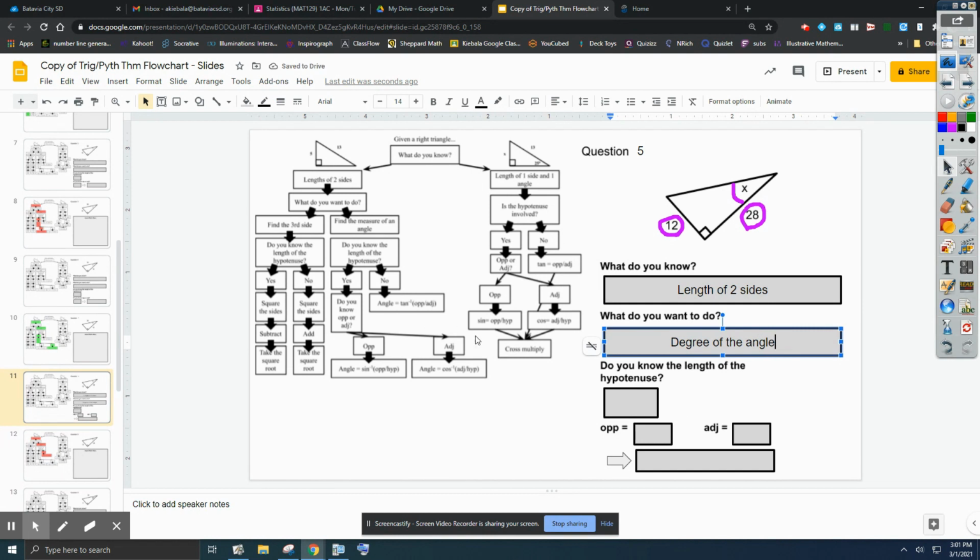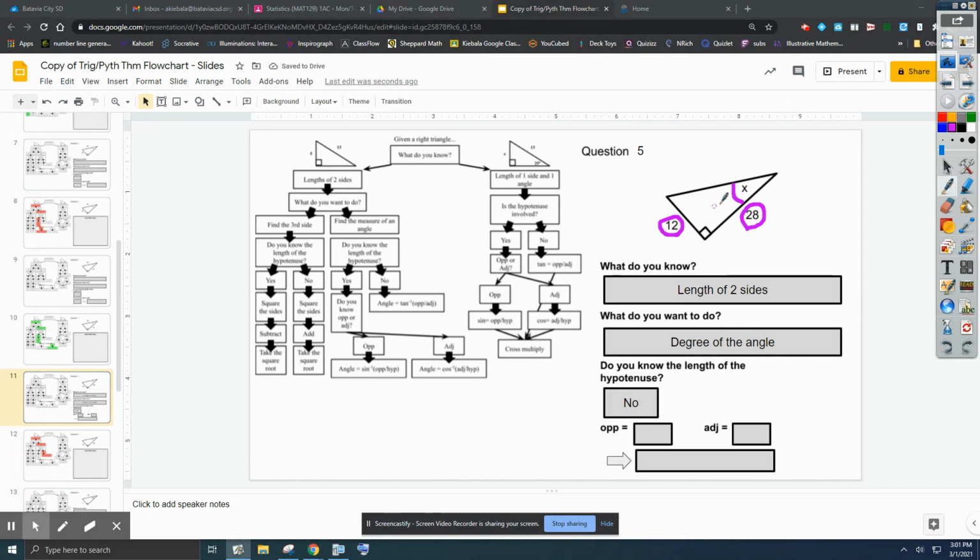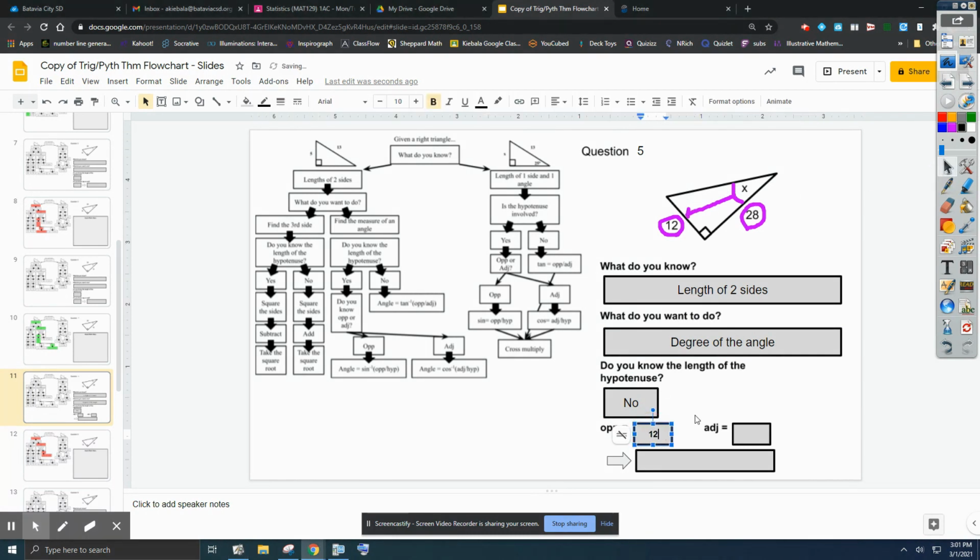Or the missing angle. Do you know the length of the hypotenuse? If you go across from the 90 degree angle, there's nothing there. There's no x, there's no number. So no, we don't know the hypotenuse. What is the side opposite of the angle we're interested in? So that's going to be 12. So that means the adjacent's 28.